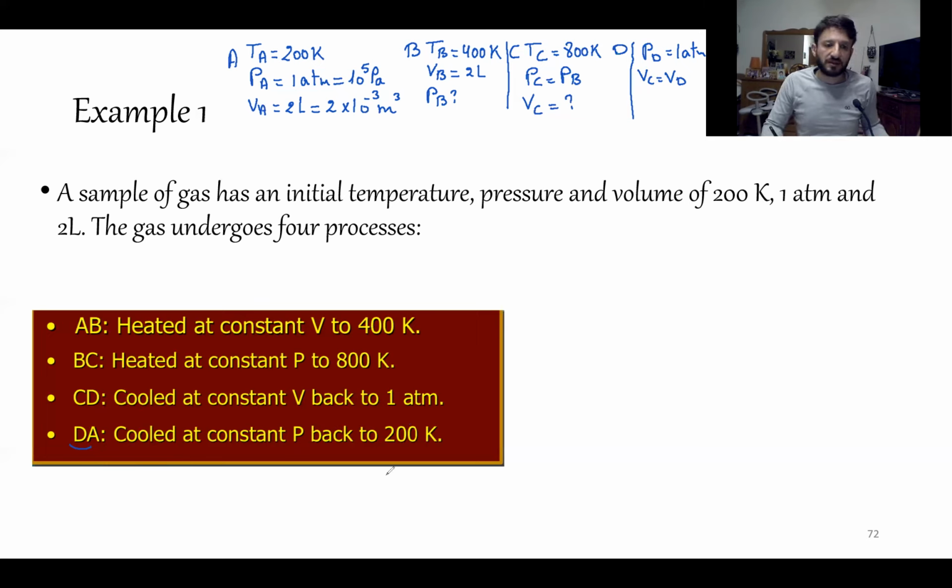Okay, we come back to the point A, where T equals 200.